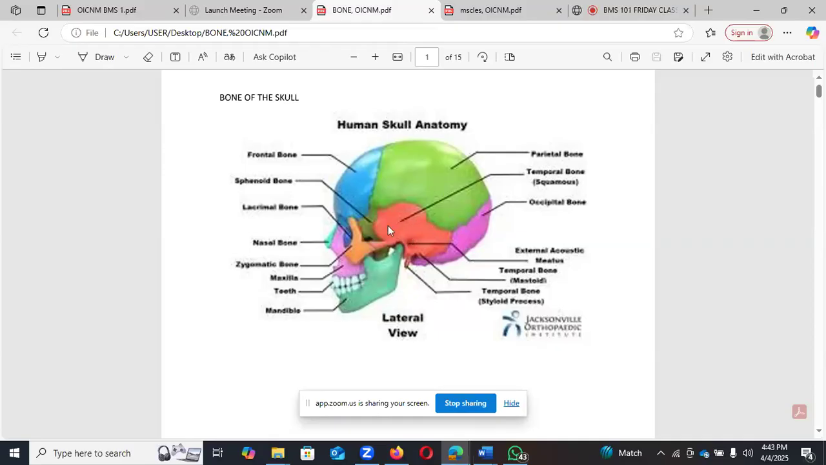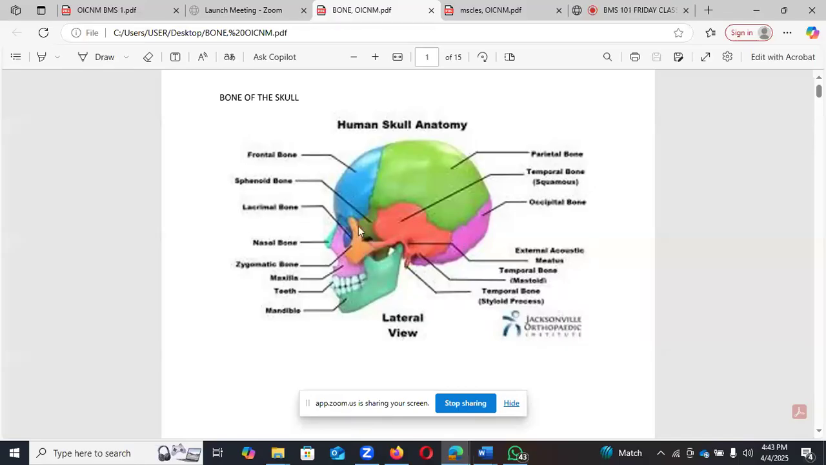Is the temporal bone. Okay, this purple one is called the occipital bone. So at the back of the head is the occipital bone. This occipital part controls the vision, because the lobe inside, the occipital lobe, is protected by this bone. Okay, this yellow one is called the zygomatic bone.